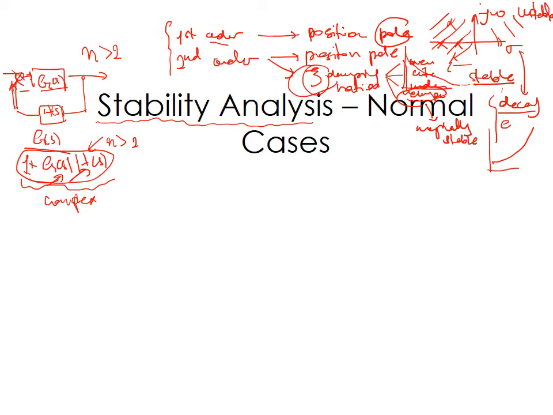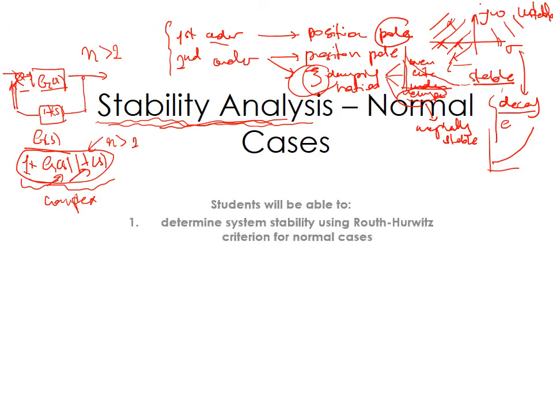So when it is complex, it will be complex to find the position of the poles, and even more, it won't be relevant to find a damping ratio. So what we do is that we will have another criterion, another mathematical tool that will help us in determining the stability of a system. So in this chapter, you will learn how to determine the stability of a system using a mathematical tool called the Routh-Hurwitz criteria.